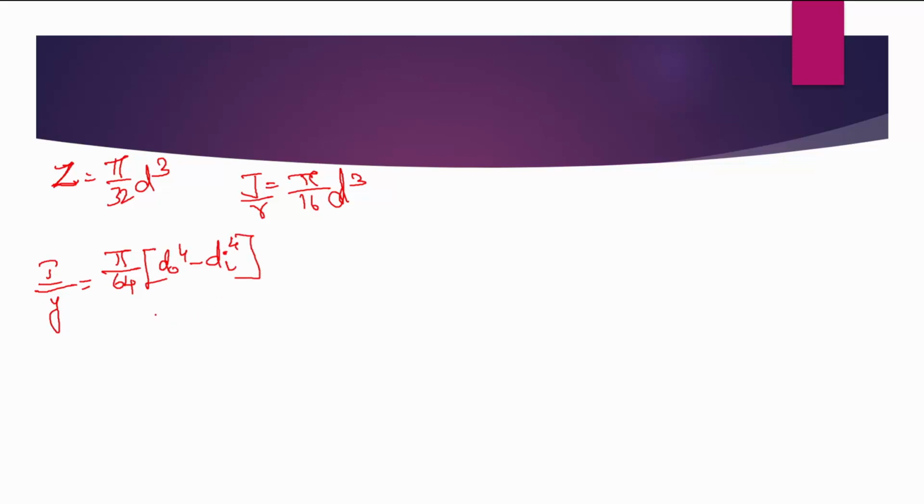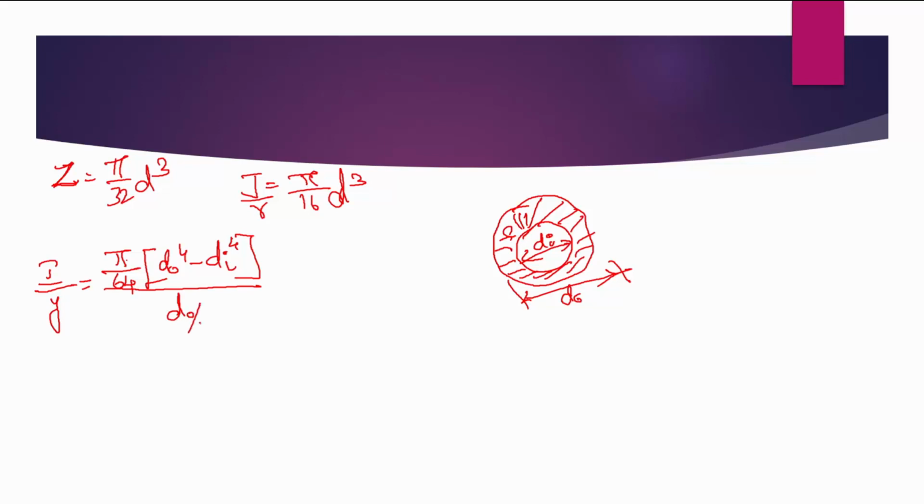So instead of having pi by 32 d cube, which is I by y, now I itself will have a slightly different formula because of the hollow section. So this is the hollow shaft. This is the only section that will take part in the moment of inertia. The outer diameter is taken as d naught and the inner diameter is taken as di. So the value of y is as usual d naught by 2, right?